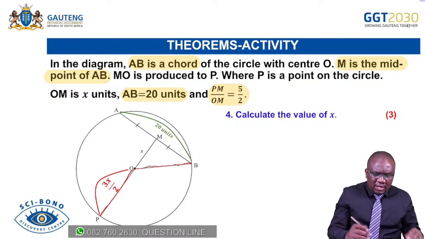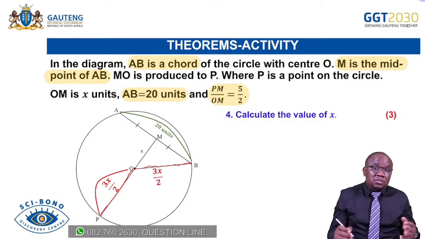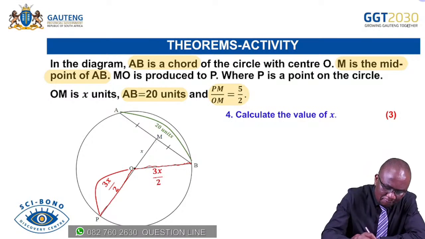Okay? Right. Now, OP is also equal to 3x over 2 because these two are radii. Okay? Right. Now, if you check, what type of a triangle is this?